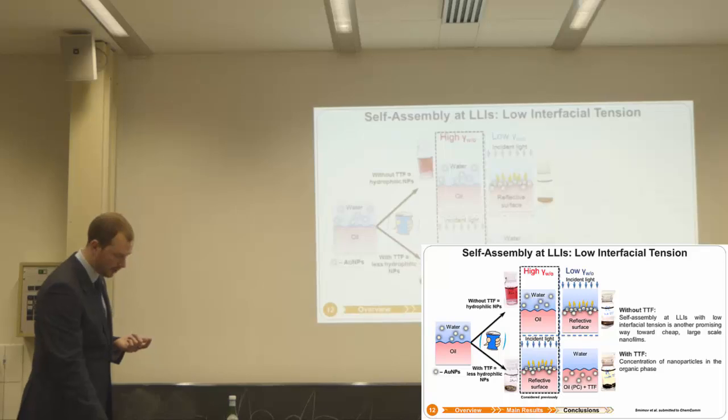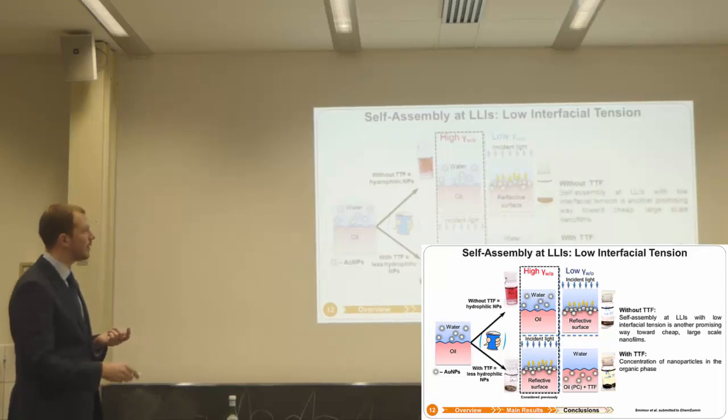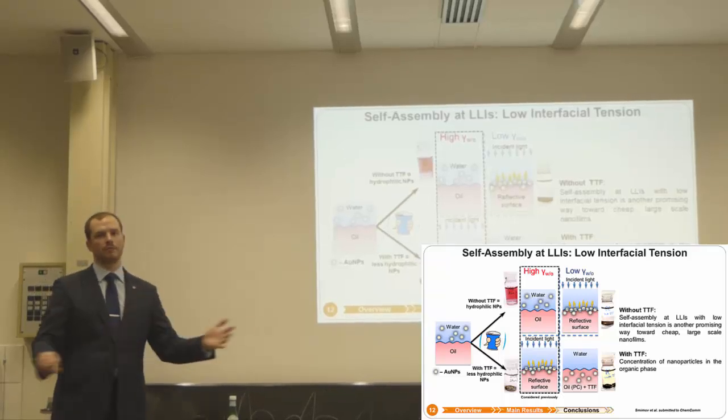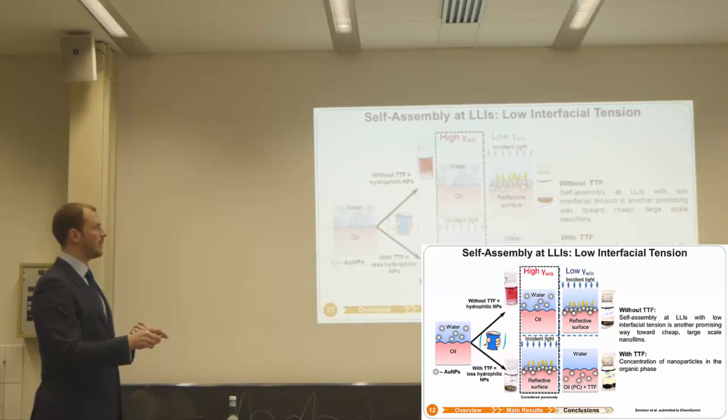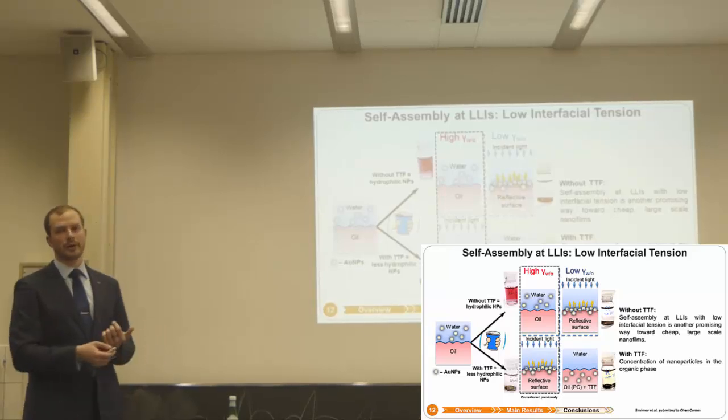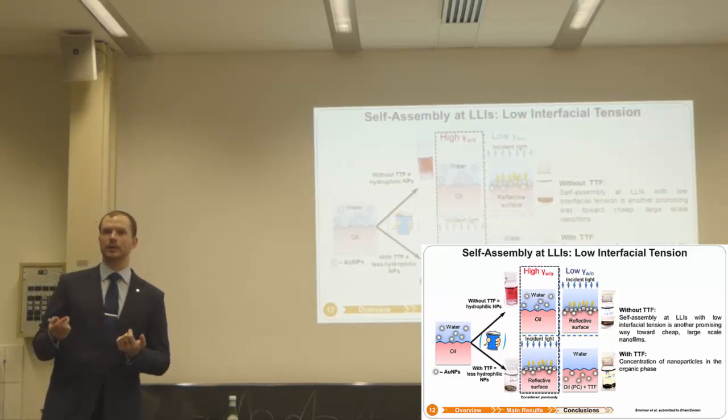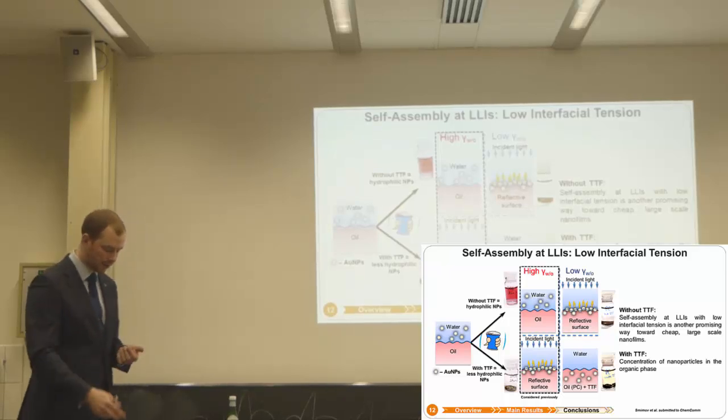And this is very nice, because without TTF, we could do very large-scale self-assembly, it could be square meters. With TTF, we could simply concentrate nanoparticles into the oil phase without aggregation and use it, for example, in printing, in inkjet printing.